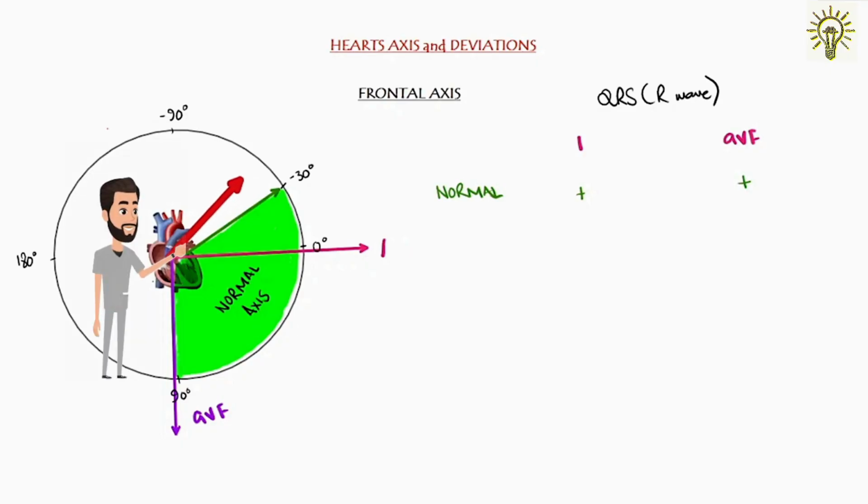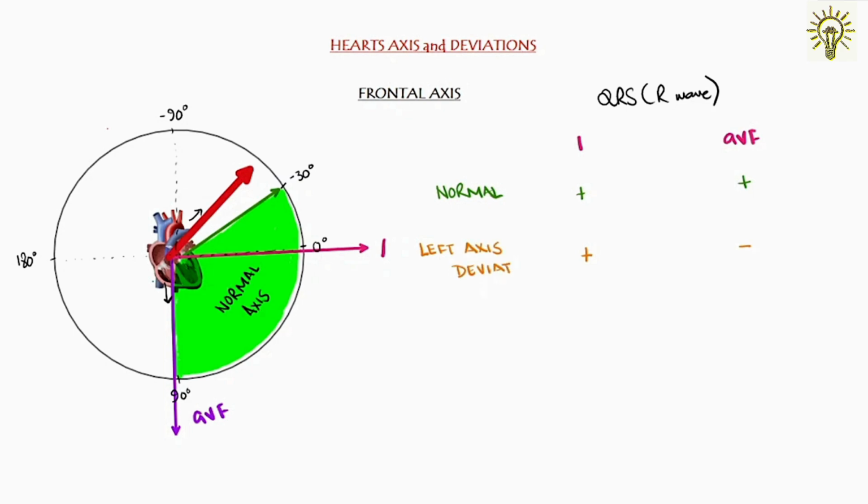But if the red arrow moves leftwards and upwards beyond -30 degrees, it would still be in the range of lead 1, thus lead 1 would have positive deflection. But for AVF, the red arrow is in opposite direction moving away, so negative deflection on AVF. This is diagnosed as left axis deviation, highlighted in orange, between -30 to -90 degrees.